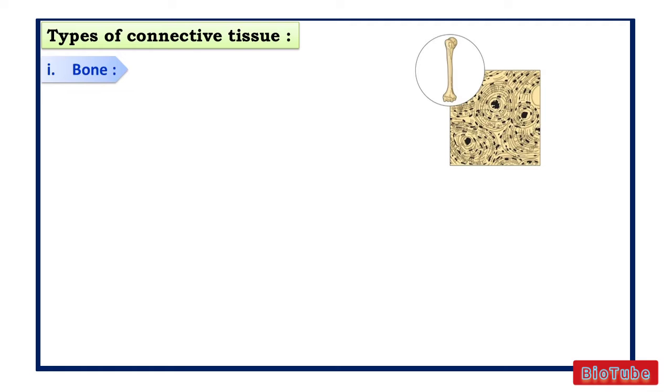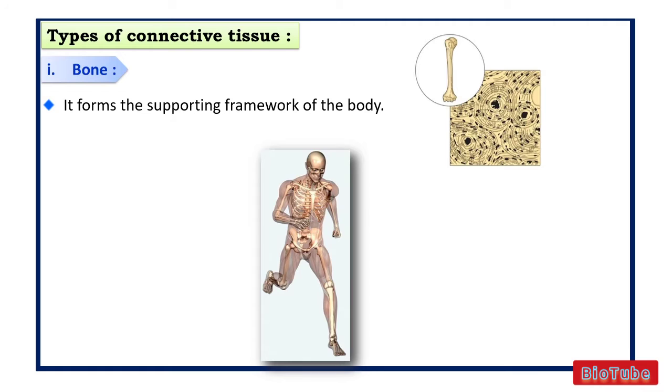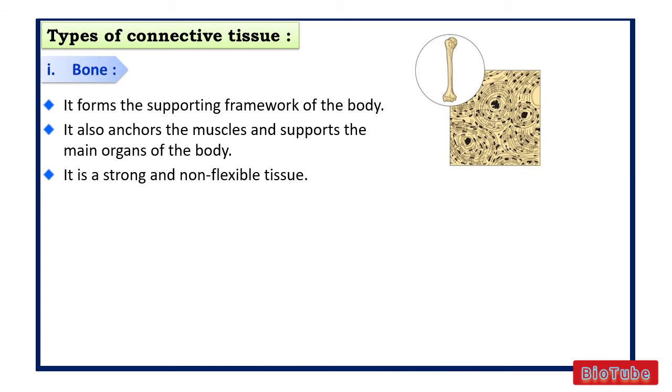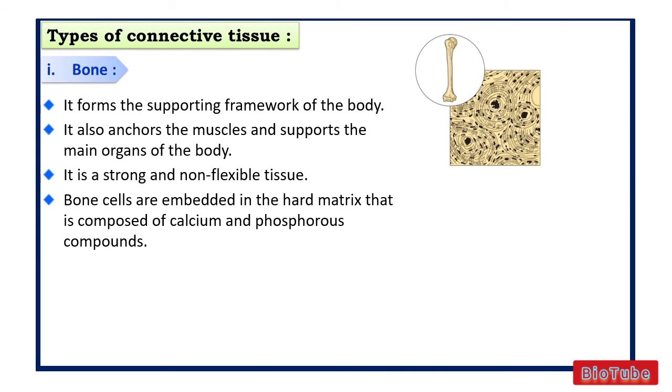Bone is a special type of skeletal kind of connective tissue. It forms the supporting framework of the body. Our body is held in a proper framework, or it has a proper definite shape, because of the bone. The bones anchor the muscles and they support the main organs of our body. It is very strong and non-flexible tissue. You cannot bend your bone, it can break. Bone cells are embedded in the hard matrix that is composed of calcium and phosphorus compounds. This is the matrix of the bone cells.